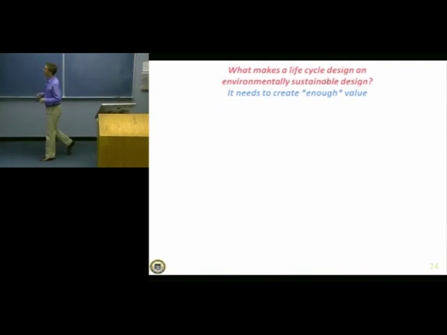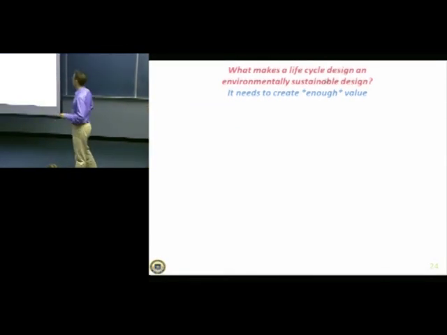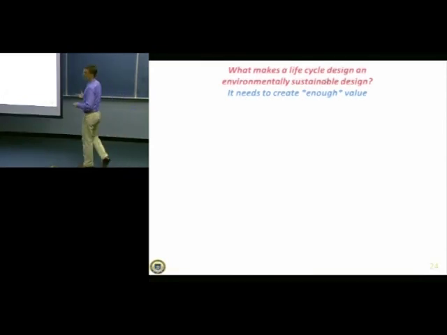So the difference between a life cycle design and an environmentally sustainable design is about economics. Environmentally sustainable is 2 of the 3 legs of the triple bottom line. We talk about environment, we talk about economics. When we talk about economics, we talk about the incentive to perform sustainable design or have sustainable design activities as part of the corporate portfolio.